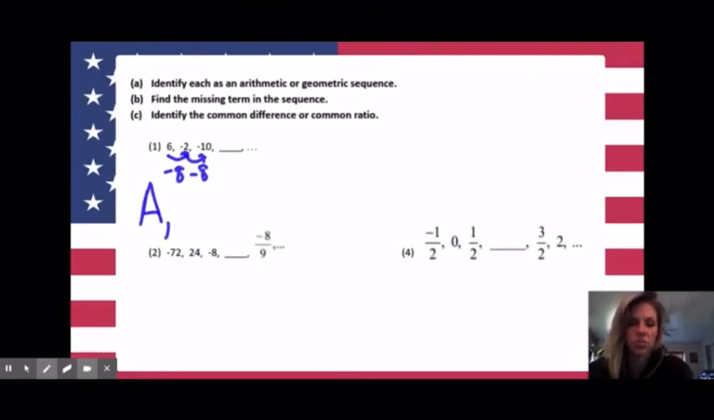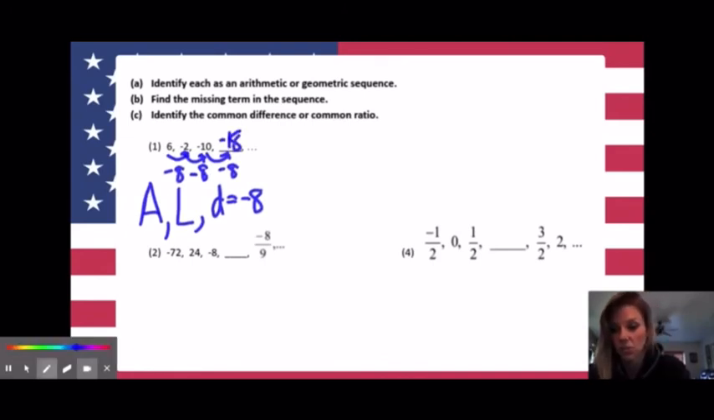I'm also going to, just for good review, put an L here because it's a linear function. We just found that if it's arithmetic, we're going to use D. So D, our pattern, equals negative 8. So our next term, if I have negative 10 and I subtract 8, I'm at negative 18, and we're done with number 1. So that's what we're going to do for each one of these.